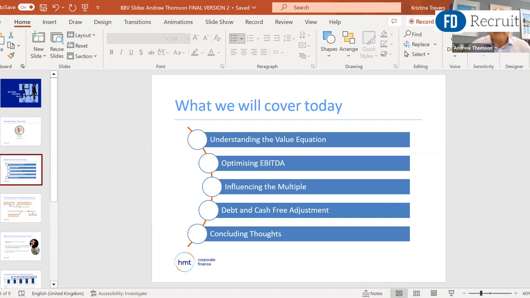Given the audience I'm speaking to, I suspect understanding the value equation is probably just a recap for you. So I'm going to talk through that, and then the three constituent parts, which are about EBITDA. We can talk about how that could be optimized, the EBITDA multiple and how we could influence that, and then look at the debt and cash free adjustment. And then I'll finish with some concluding thoughts.